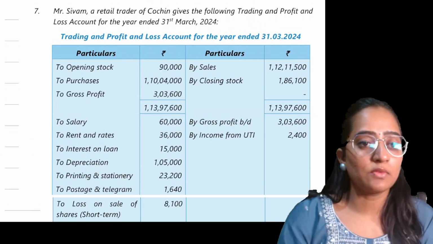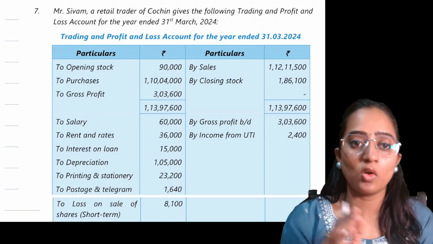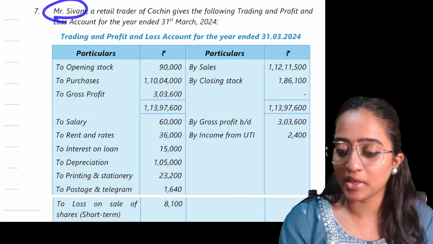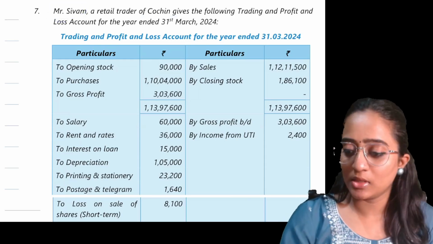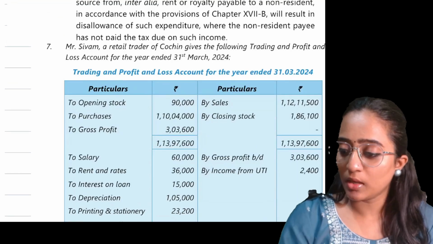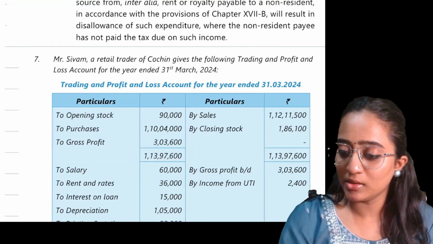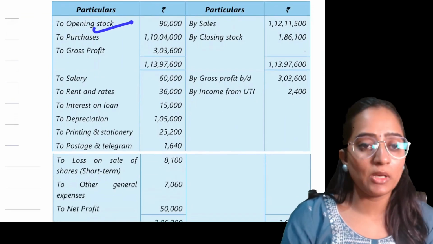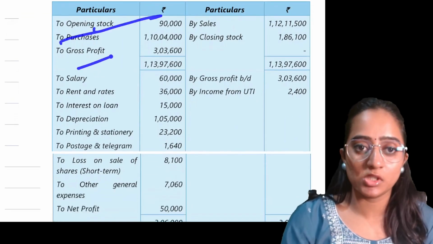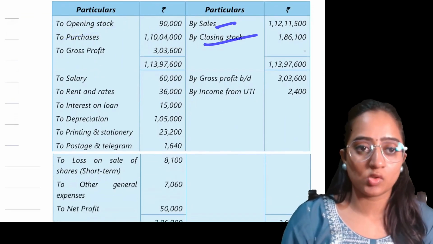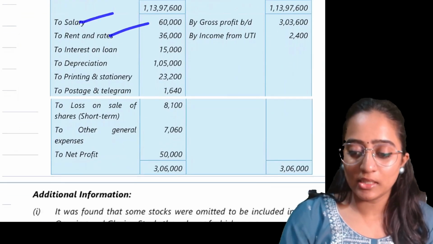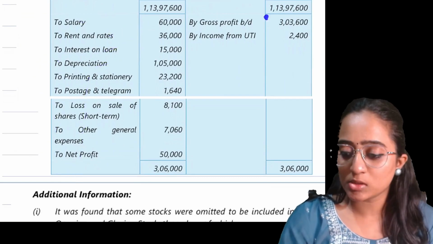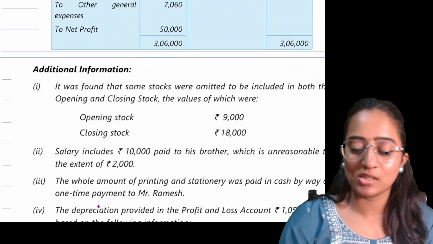Okay, let's start with question number 7, that is test your knowledge question number 7. Mr. Shivam, a retail trader of Kochi, gives the following information. What have they provided, people? They have provided the trading and profit and loss account. Opening stock information is given, purchase information, gross profit information, sales, closing stock. Okay. Salary, rents, interest on loan, depreciation. This information is given. We'll come back to this point later. Gross profit information is given and income from UTI is given.